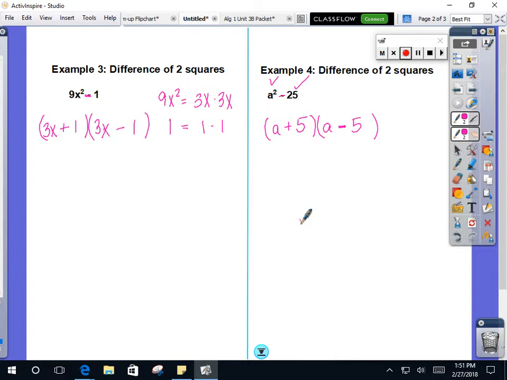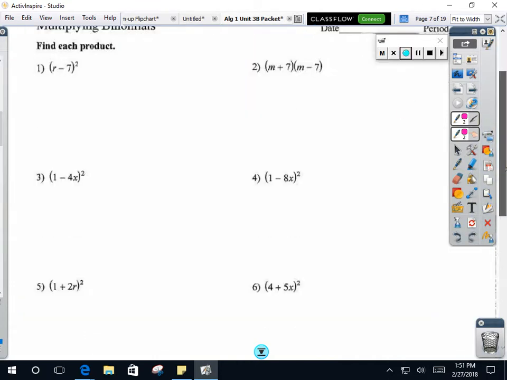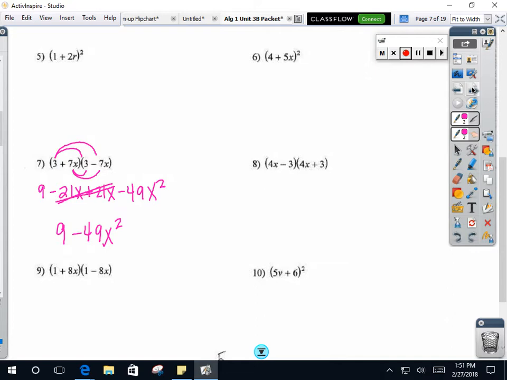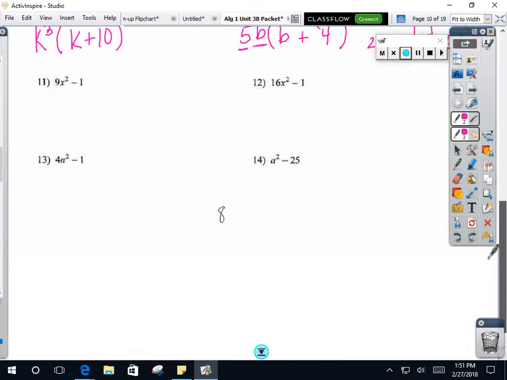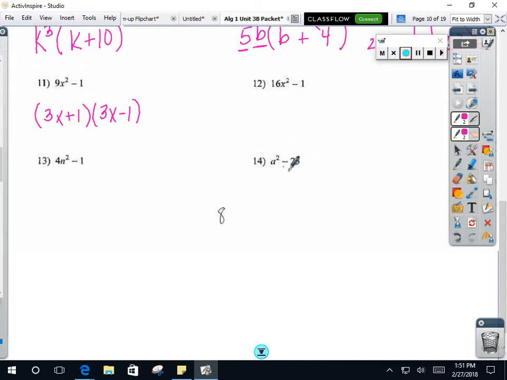So now let's try some of these on page 8. Okay, so the first example we did was number 11. So you can go and write in 3x plus 1, 3x minus 1. And then the second example we just did was number 14. A plus 5, a minus 5.